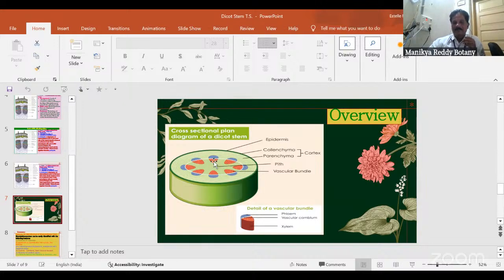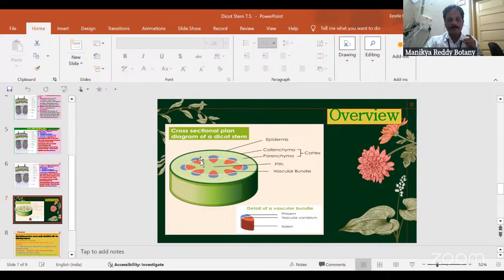vascular bundles. The red color patches are xylem tissues. Xylem is always towards the inner side. Phloem is on the outer side in the vascular bundle. They are on the same radius, side by side. That's why they are called conjoint, collateral, and open.